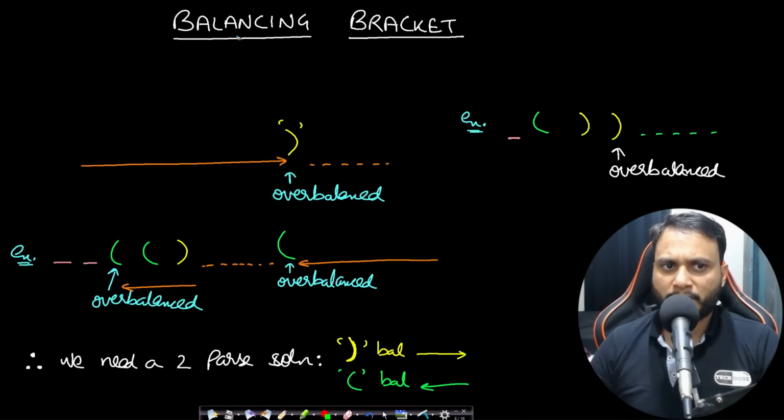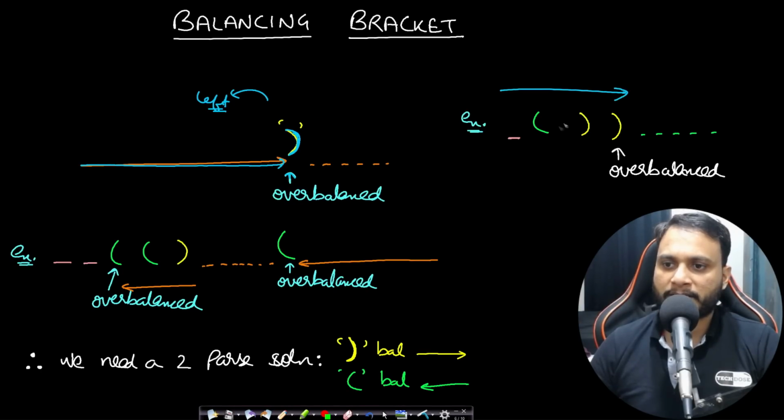Now let's look at the condition of balancing the bracket. If you are moving from left to right while parsing, then at a certain point, if you find that the number of closing brackets is actually more than the number of opening brackets on the left hand side, how can this happen?